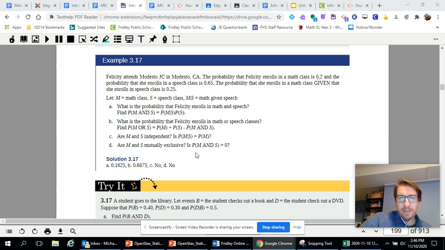And are they mutually exclusive, math and speech? No, because they can happen at the same time. There's a 16% chance they take math and speech at the same time. So those are not mutually exclusive. Remember, mutually exclusive means they can't happen at the same time. And so this is no.